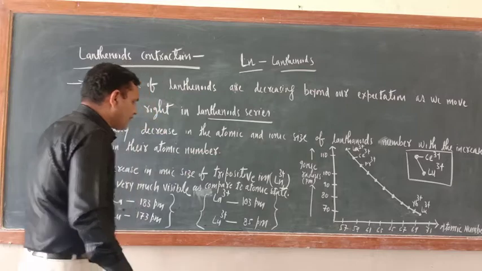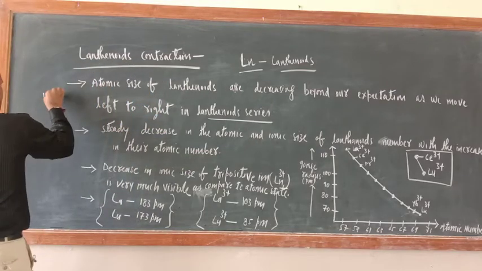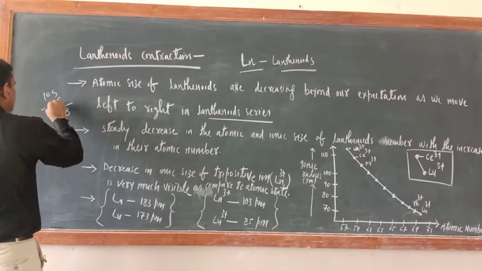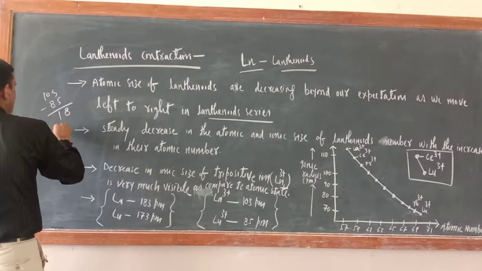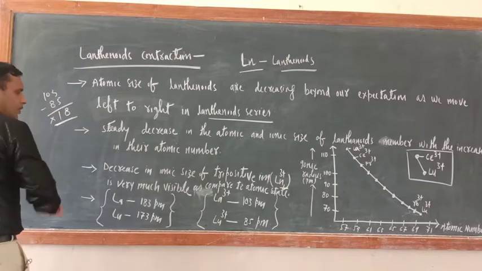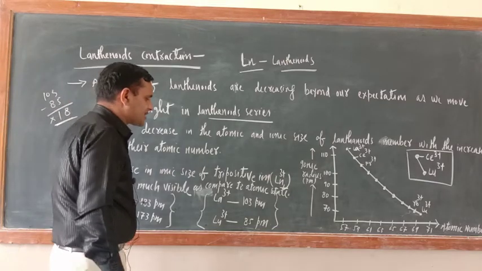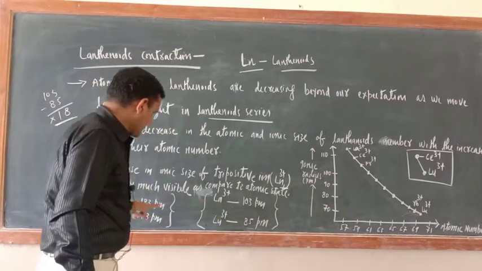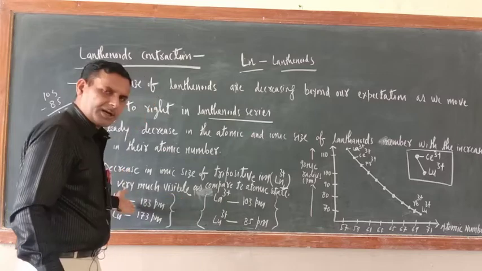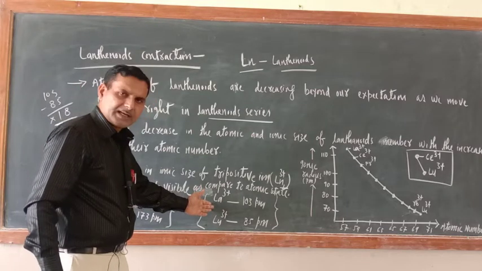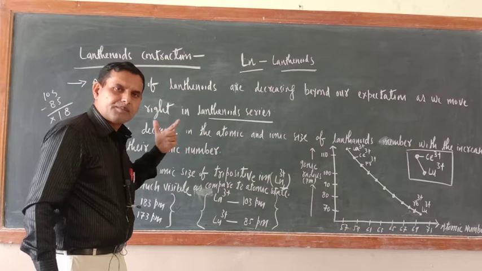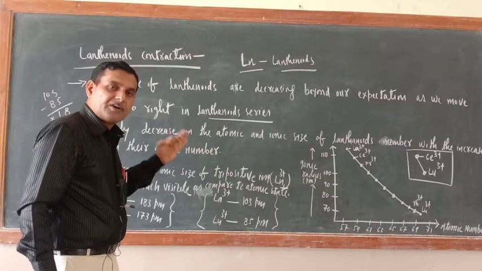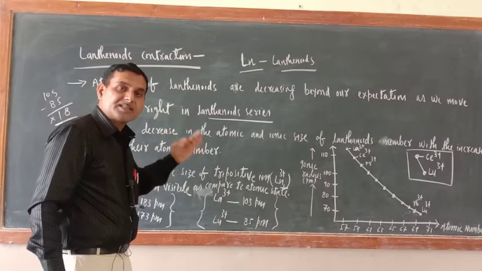The simple one: 103 minus 85, near about an 18 picometer decrease is there. So as compared to the atomic state, where there is only a 10 picometer decrease, here it is 18 picometer. So in the tripositive ion condition, the decrease in ionic size is very much visible.